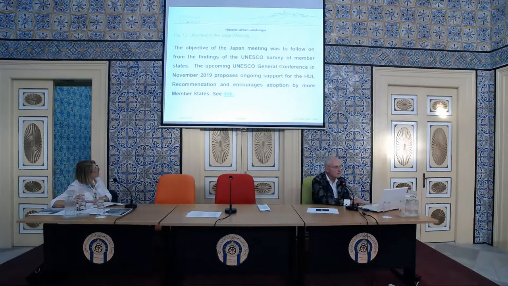The objective of the Japan meeting was to follow on from the findings of the UNESCO survey of member states. The upcoming UNESCO General Conference in November 2019, in two or three weeks, proposes ongoing support for the HUL recommendation and encourages adoption by more member states. See the link.